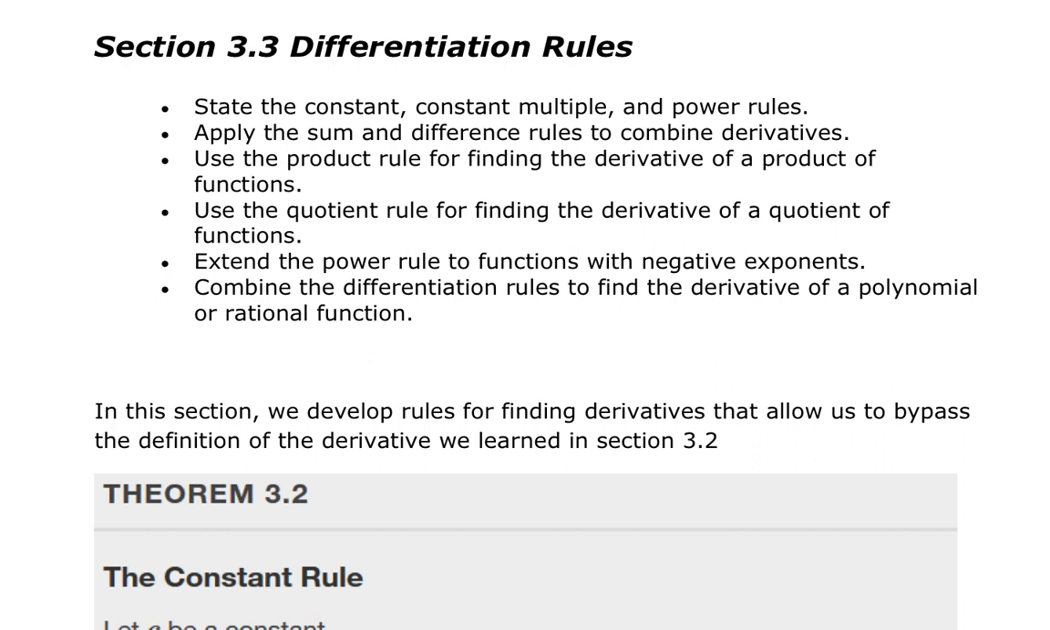We look at the constant multiple and power rules for differentiation. We're going to do the sum and difference to combine derivatives. We're going to use the product and the quotient rule. We're going to extend the power rule to negative exponents, and we're going to combine all those rules to find the derivative of a polynomial or a rational function. This section allows us to bypass the definition of derivative.